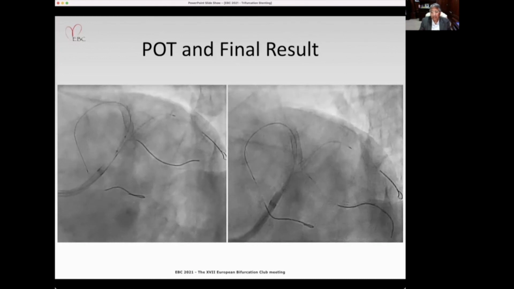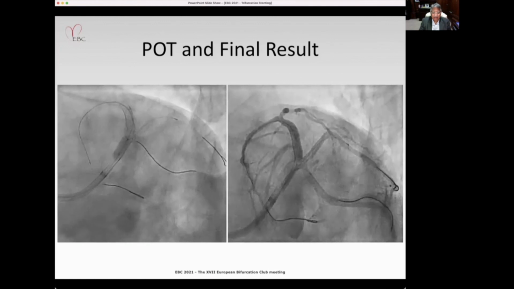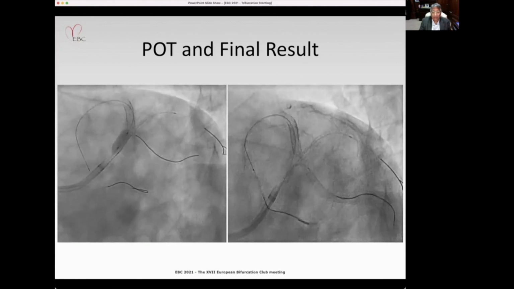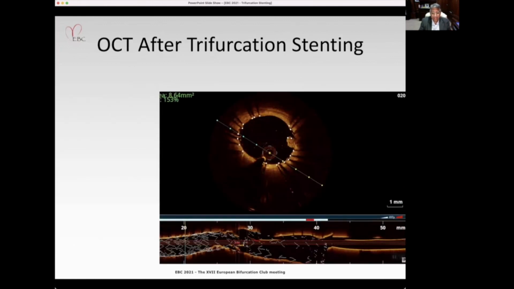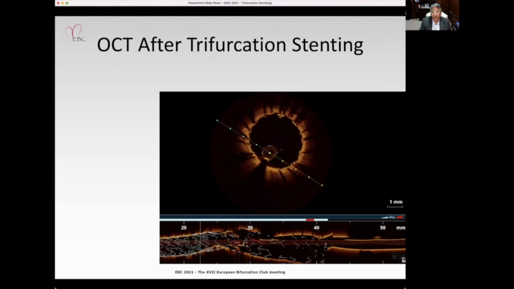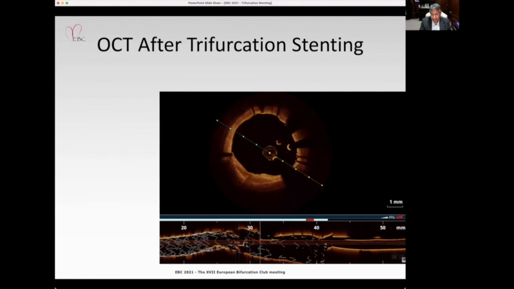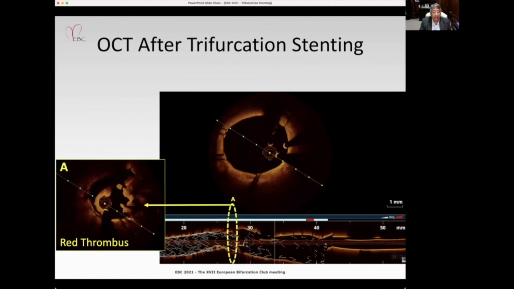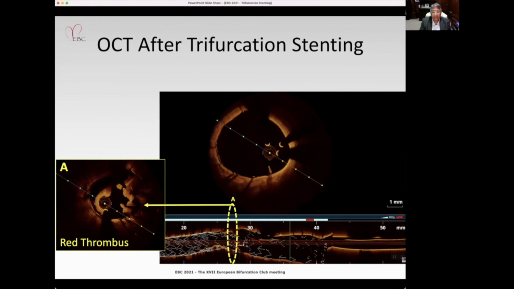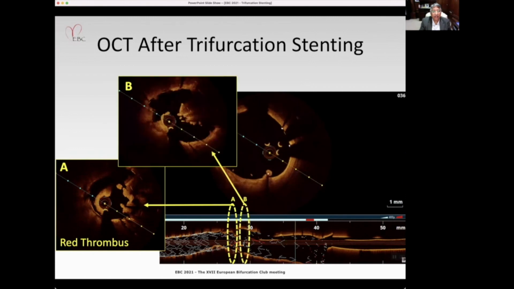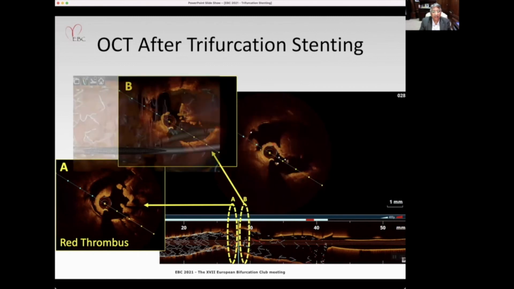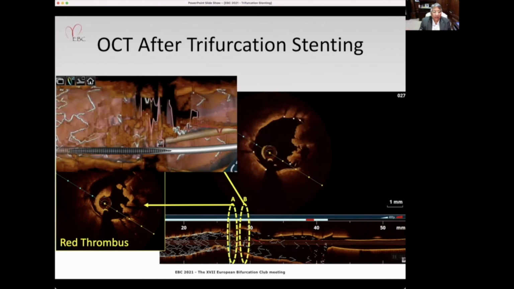The final result looked quite satisfying, and we thought we were going to come out with a final OCT. And this is what the OCT showed us. It's quite a surprise to us, because if you realize, there's thrombus everywhere, and that's quite acute. Right at the area of confluence, extensive thrombus. Into the left main, again extensive thrombus. And the 3D looks full of thrombus at the trifurcation point.